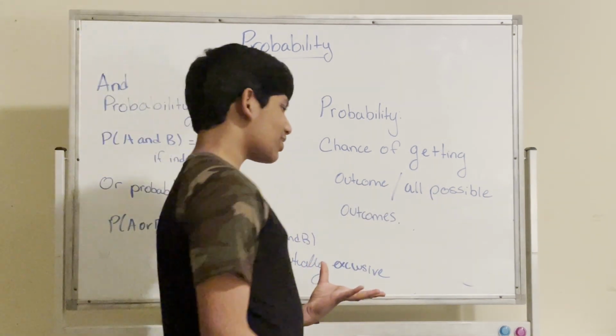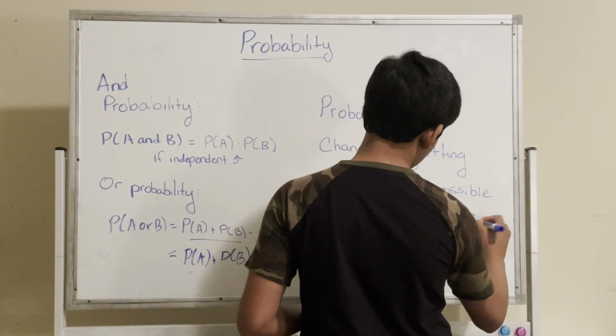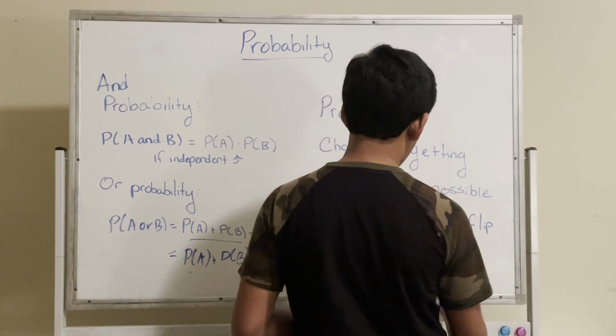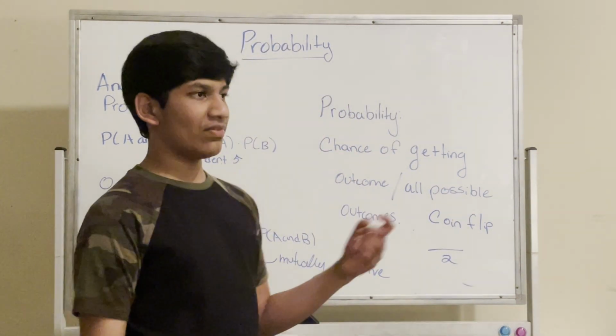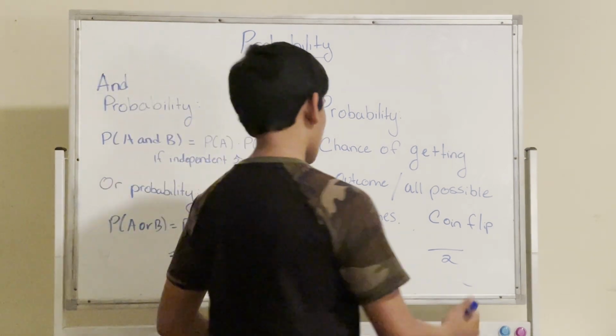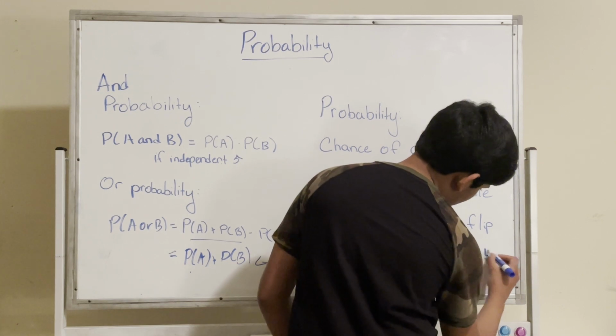So let's consider a coin flip. If we consider a coin flip, the sample space is obviously going to be 2. And the chance of getting a head is 1, the chance of getting a tails is 1. So obviously, the numerator is going to be 1 over 2 no matter what. And this is equal to 50%.